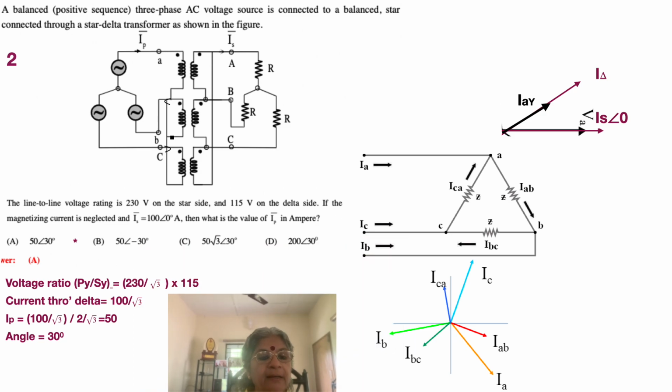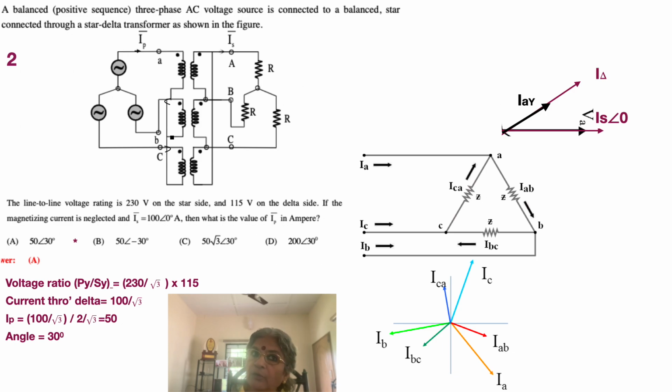So angle 30, we can actually choose 50 angle 30 directly, or we can just do the computation wherein 230 by root 3 divided by 115 is going to give us the voltage ratio, in which case the current ratio will be the reverse: wherever the voltage is higher the current will be lower. The current IS, when it is taken to the inside of the delta, will become IS by root 3. So IS by root 3 has to be now divided by the transformation ratio, which is equal to 2 by root 3. So we see that the value is equal to 50 and the angle of lead is equal to 30 degrees.